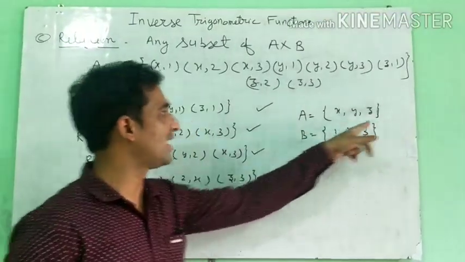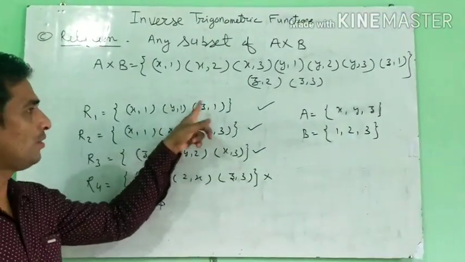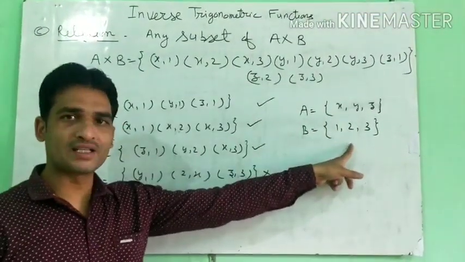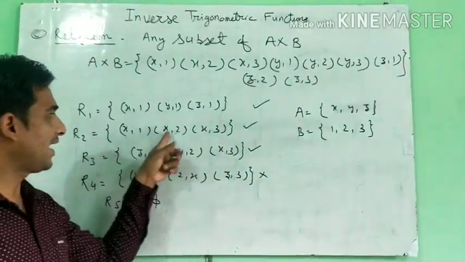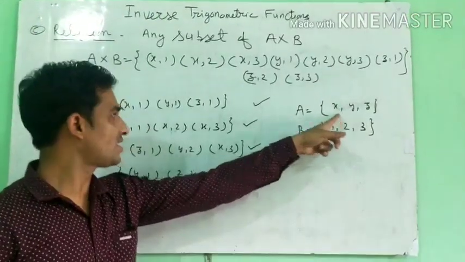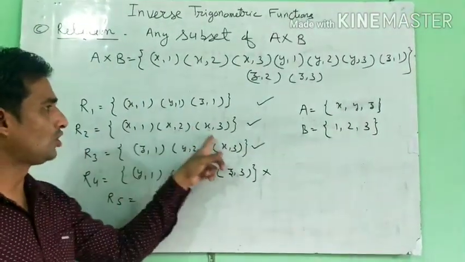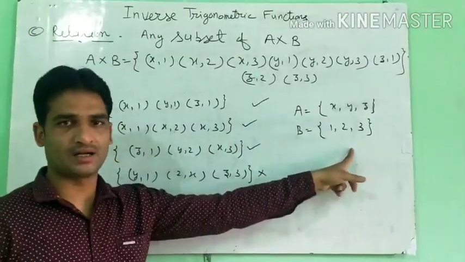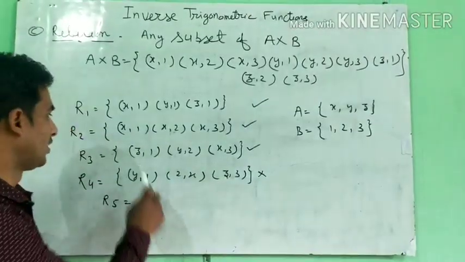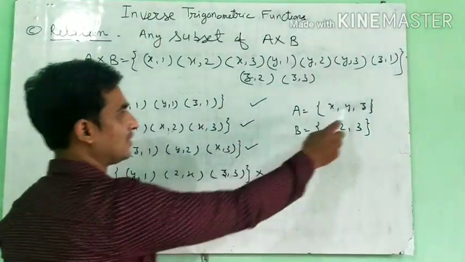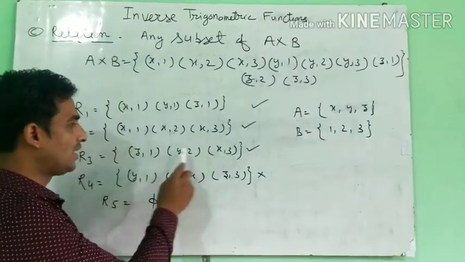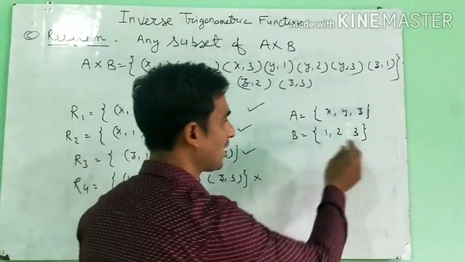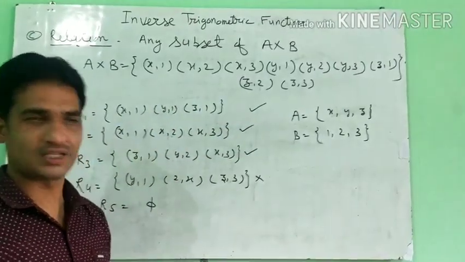Consider X, Y, Z. All belong to the first set, and 1, 1, 1 belong to the second set. It means R1 is a relation. X, X, X belong to the first set and 1, 2, 3 belong to the second set. Therefore, it is a relation. Z, Y, X belong to the first set, and 1, 2, 3 belong to the second set. Therefore, it is a relation.